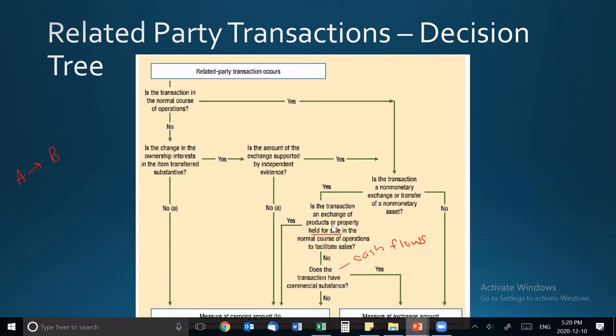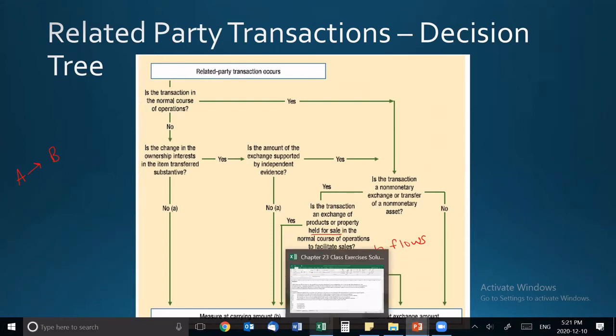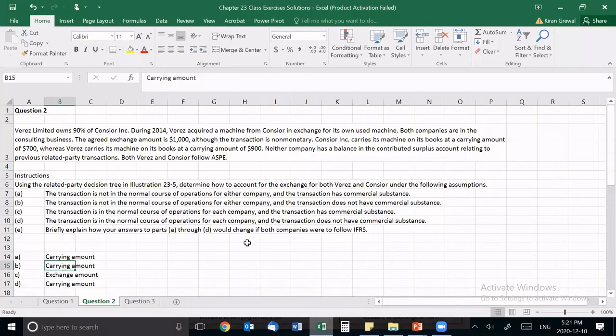Is the transaction an exchange of products or property held for sale in the normal course of operations? No, it wasn't held for sale. It doesn't provide us with information saying that. Does the transaction have commercial substance? Question C says yes. So we measure at the exchange amount. It is in the normal course of operations and it does have commercial substance, so we would do the exchange amount.